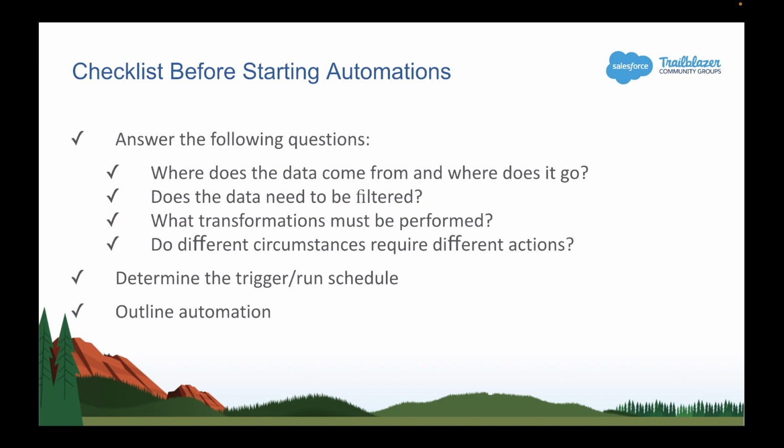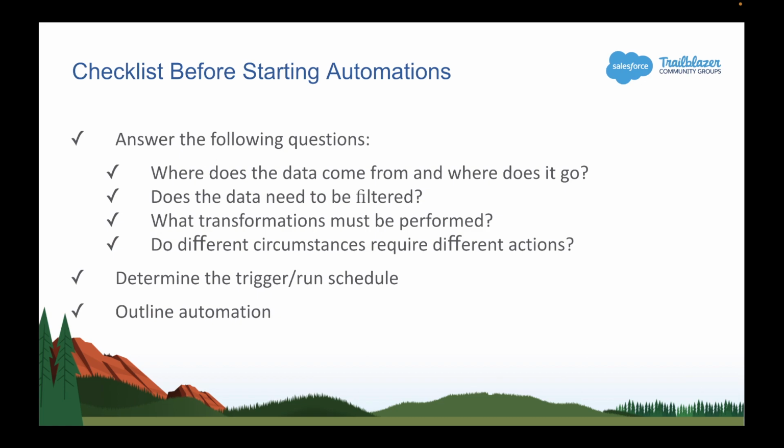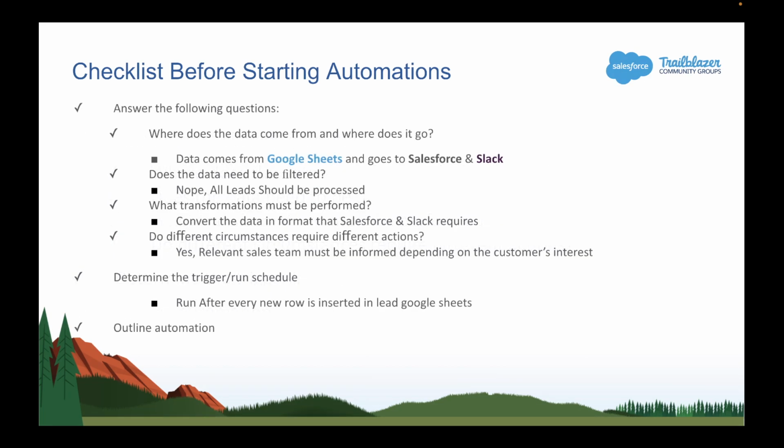Now here is another set of questions which you need to answer as an admin. The first question: where does the data come from and where does it go? If you go back to the diagram, the data originates from Google Sheets, then is sent to Salesforce, and then to my Slack channel. So the answer is that data comes from Google Sheets and goes to Salesforce and Slack. Then, does the data need to be filtered? Right now, I'm not filtering out the data, since all the data is very important to me, so I can send some targeted ads or something like that.